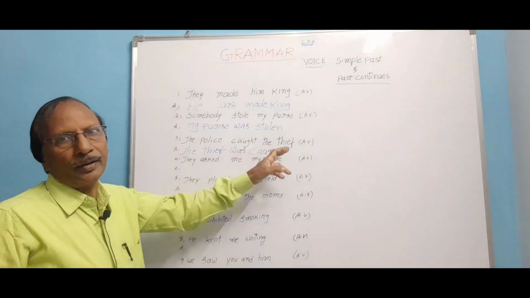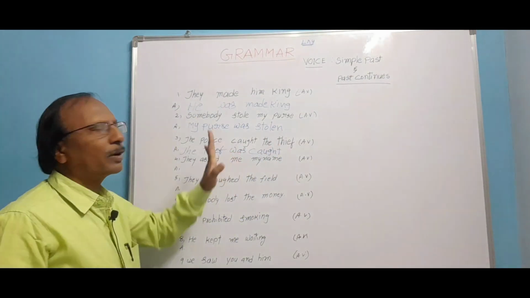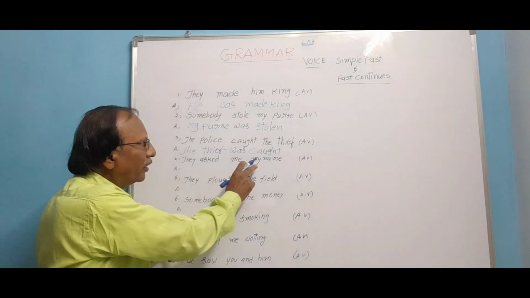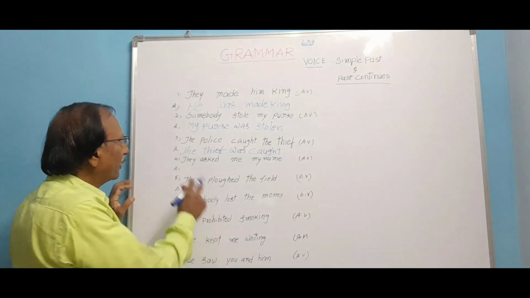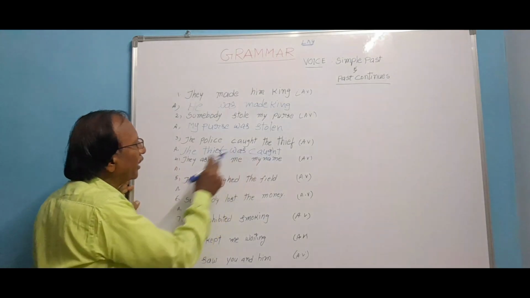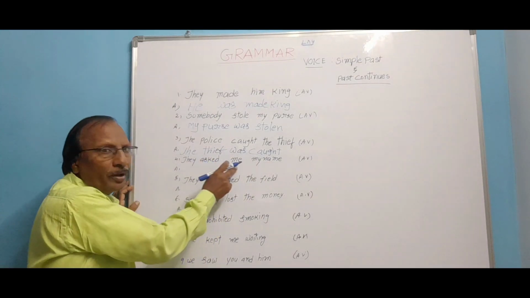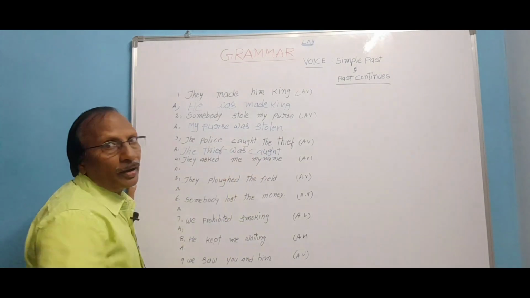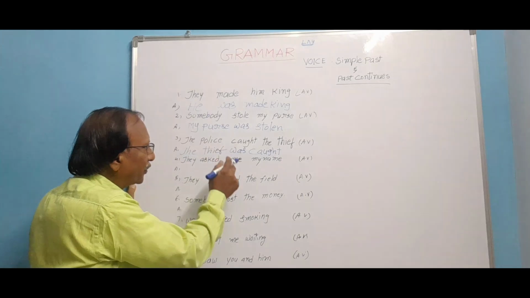No need to write by the police. The thief was caught. Meaning is understood. They asked me my name. Let us see. They is the subject, asked is the verb, me is the indirect object, and my name is the direct object. Let us take the indirect object first.